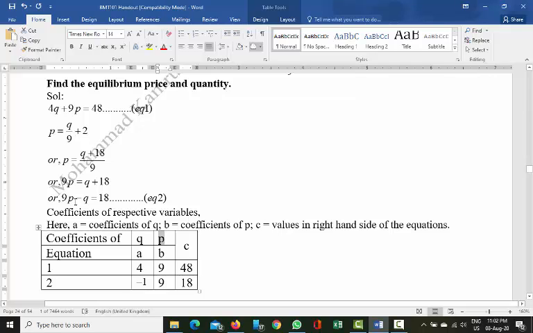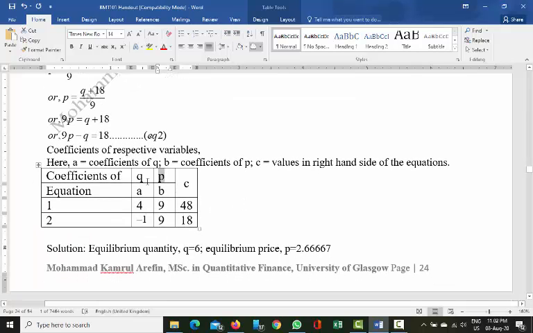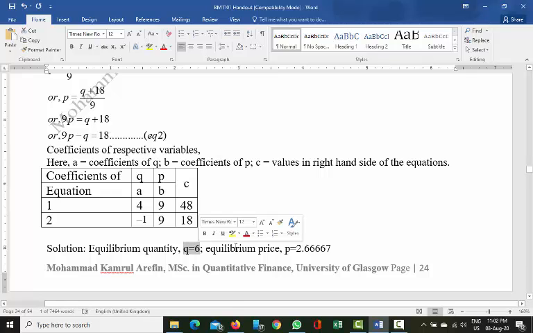In the second equation, the coefficient of q is minus 1 and the coefficient of p is 9. In the first equation we have 48 on the right hand side, and in the second equation we have 18 on the right hand side. So here q is the first variable and p is the second variable. If you input these values in your calculator and solve, you will see that q is equal to 6 and p is equal to 2.66.